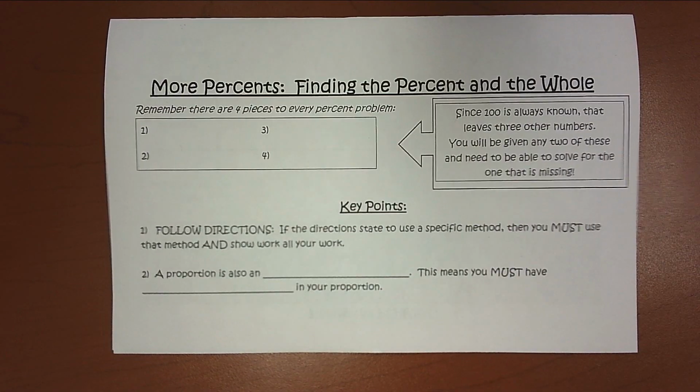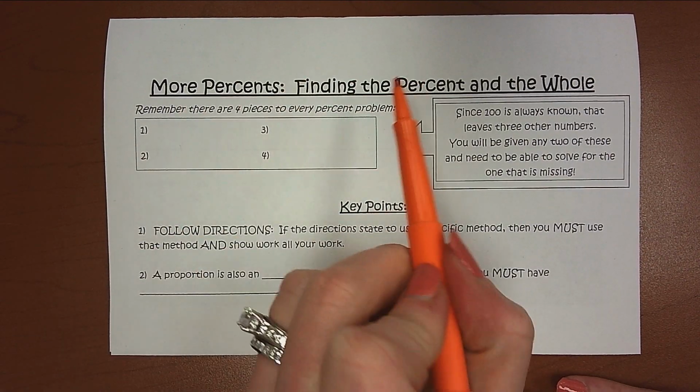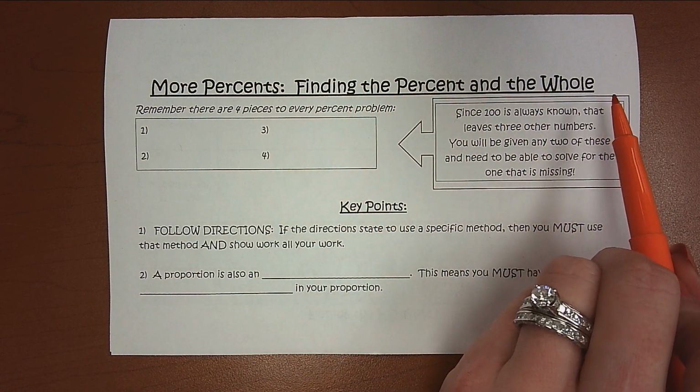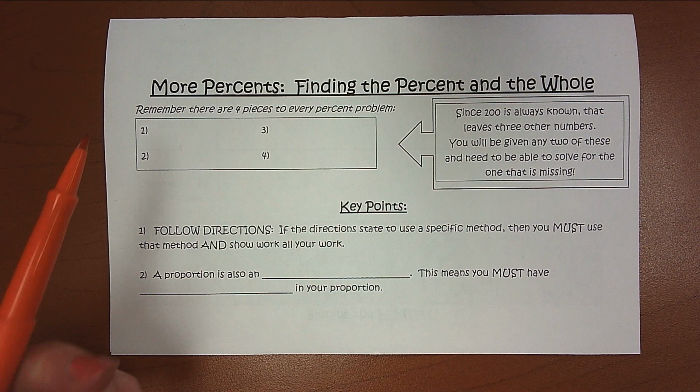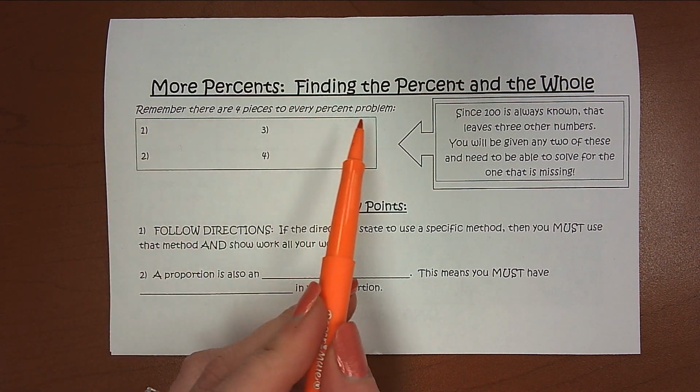Today we're going to talk about more percents, and we're going to be talking about finding the percent in the whole. So a little while ago we learned how to find the part when we were talking about percent of a whole. Now we're going to work on finding the other missing variable. So if you remember, there are 4 pieces to every percent problem.